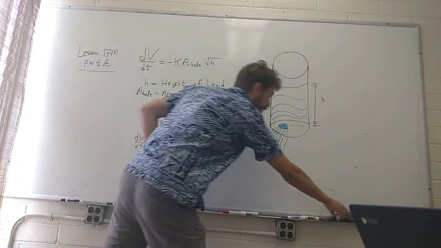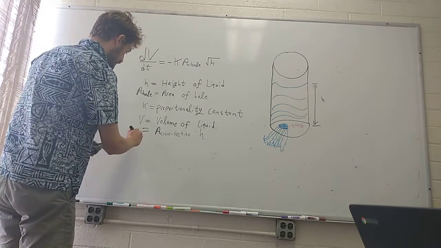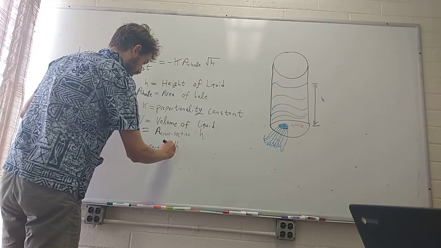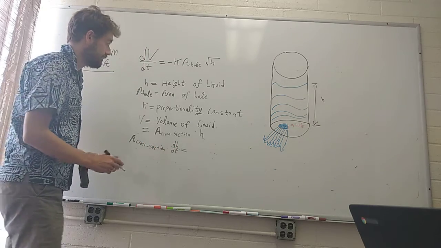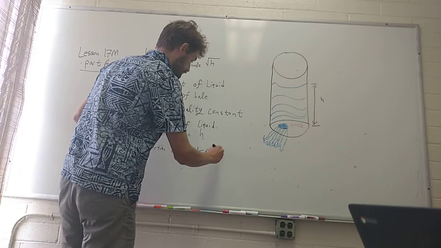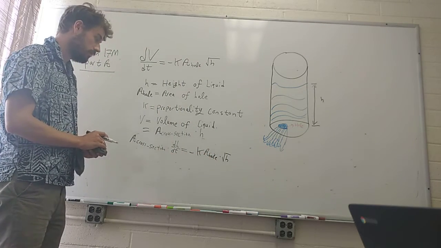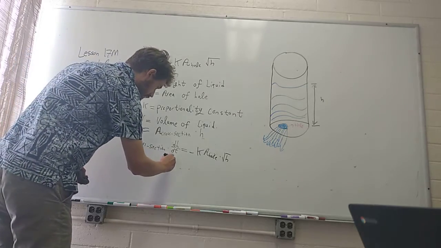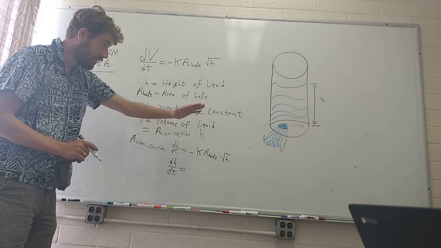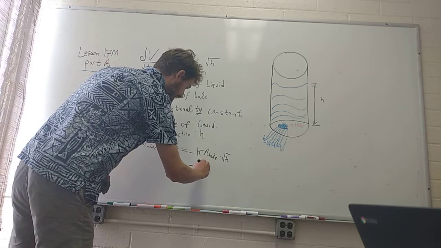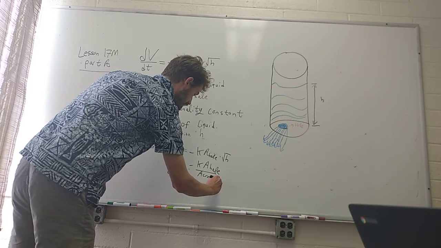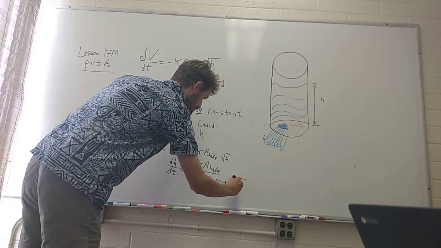The area of the cross section times dH/dt is equal to minus K times the area of the hole times the square root of H. We can solve this equation then for the derivative, the rate at which the height of the liquid is decreasing, by minus K times the area of the hole divided by the area of the cross section times the square root of H.